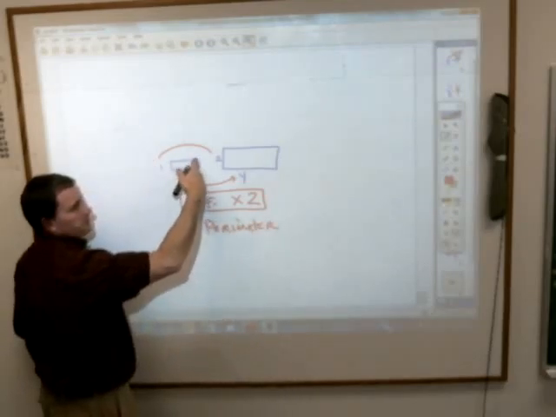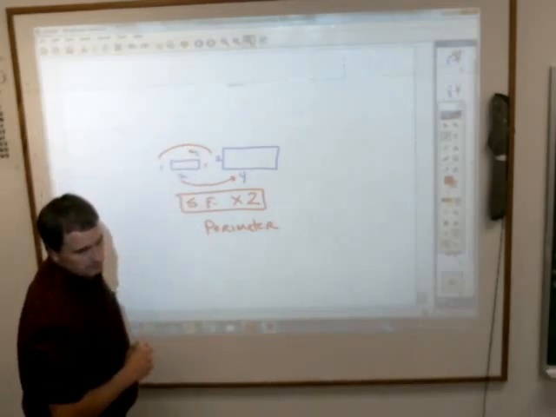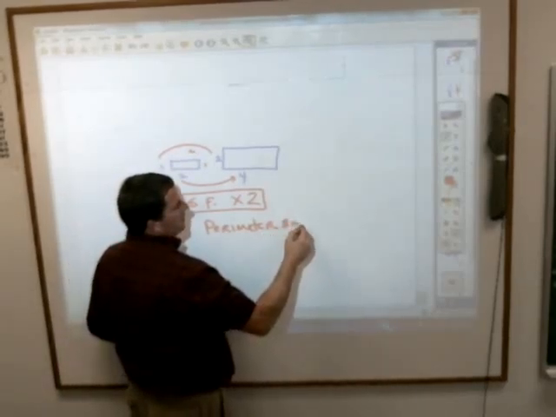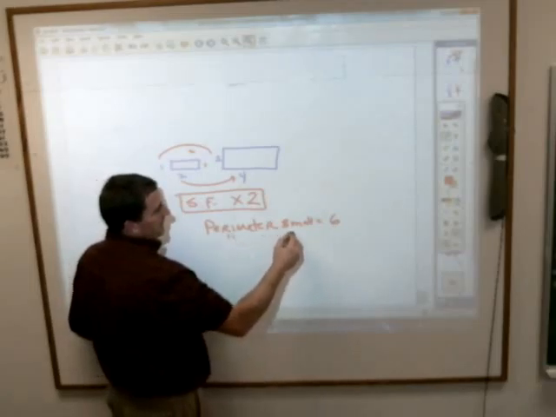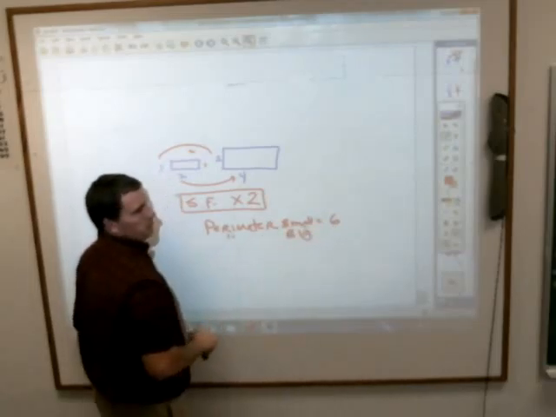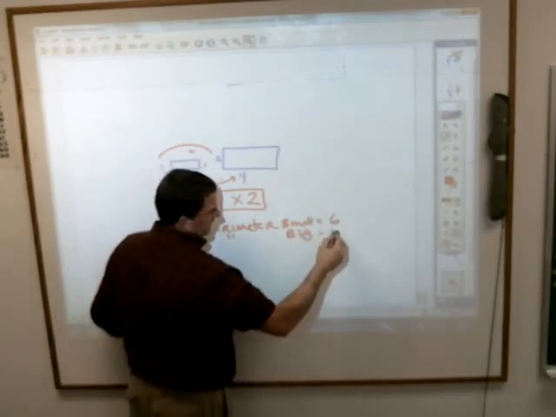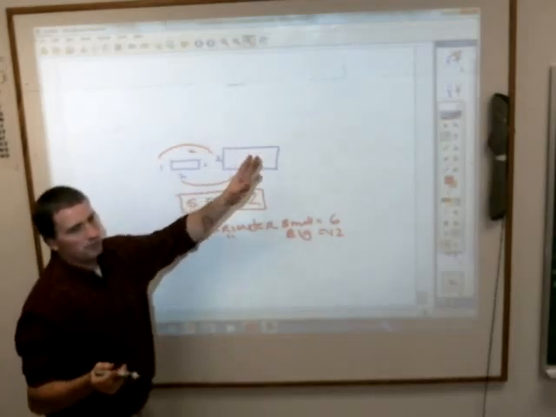What's the perimeter of the small one? 1, 1, 2, 2 is? 6. The perimeter of the small is 6. The perimeter of the big, you would think since you're doubling it, the perimeter is going to be... And that is in fact the case. 2, 4, 4, 2 gives you 12. 8 plus 4 is 12.